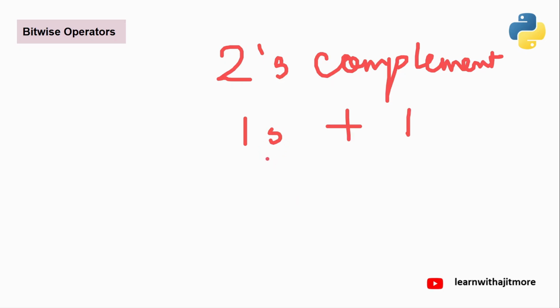Now you'll say, what is 1's complement? 1's complement means just toggling 0 as 1 and 1 as 0. Make 0 as 1 and make 1 as 0. When you toggle the bits, it becomes 1's complement. And when I add 1 to that, it becomes 2's complement. No need to go through this lengthy process. I'll tell you how to directly find 2's complement. I'll give you the procedure.